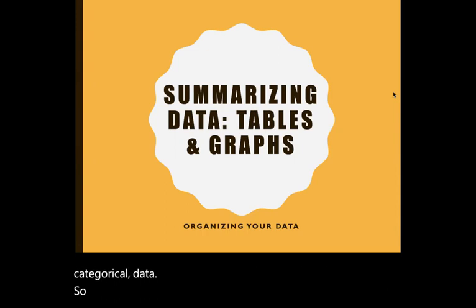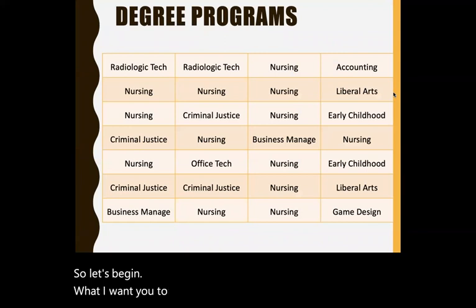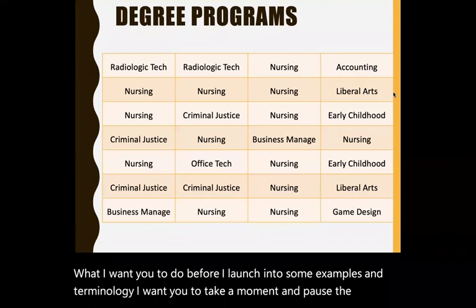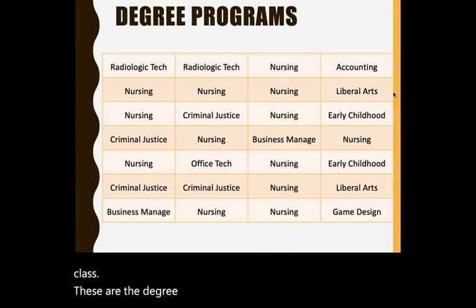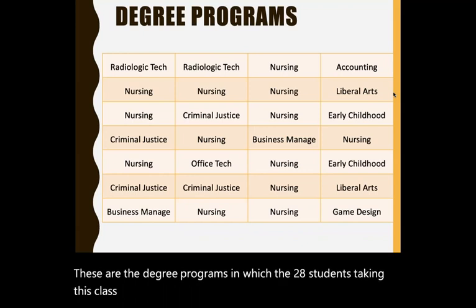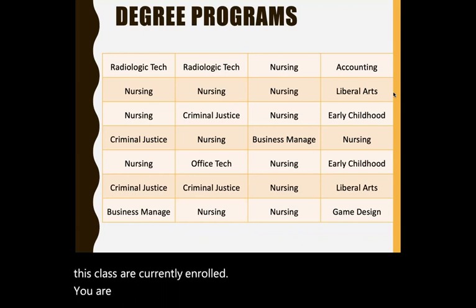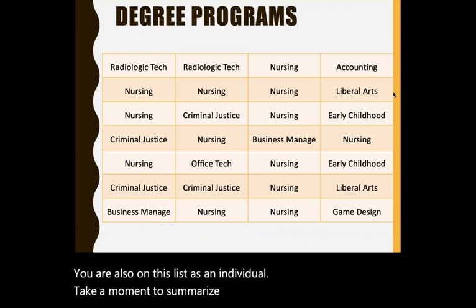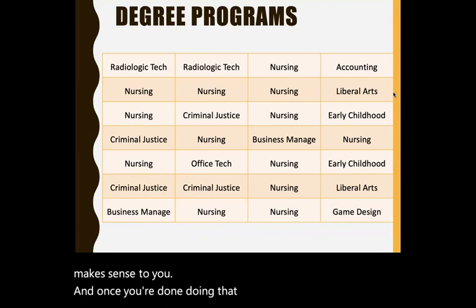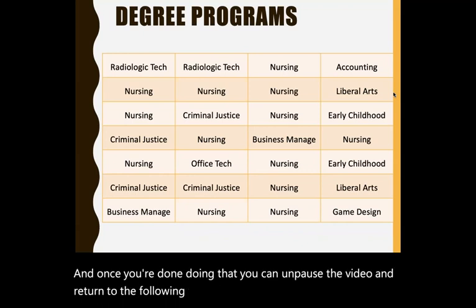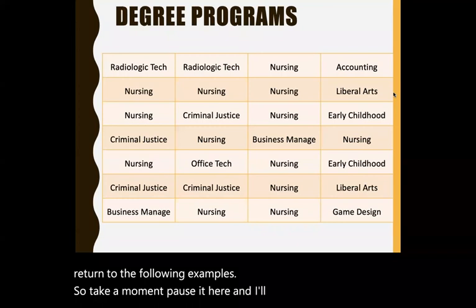So let's begin. What I want you to do before I launch into some examples and terminology, I want you to take a moment and pause the video and look at this set of data that is actually obtained from this class. Now, these are the degree programs in which the 28 students taking this class are currently enrolled. You are also on this list as an individual. Take a moment to summarize and organize this data in a way that makes sense to you. And once you're done doing that, you can unpause the video and return to the following examples. So take a moment, pause it here, and I'll see you in a few minutes.